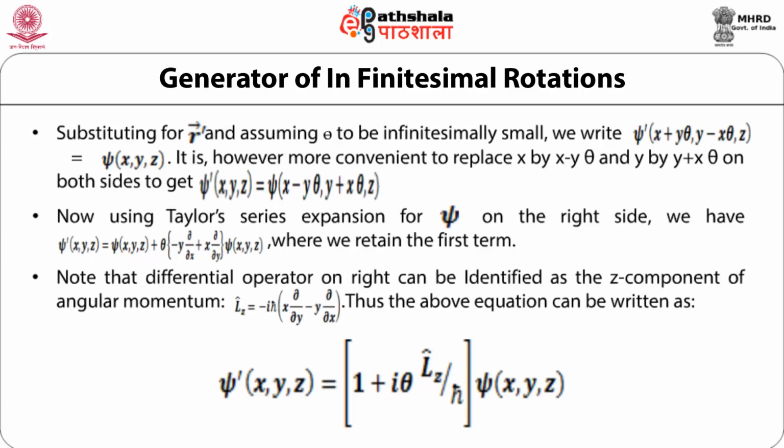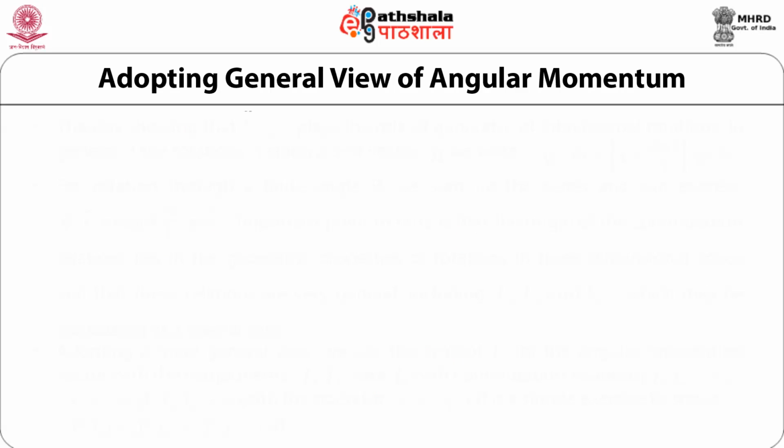Where basically what we have done is that in the above equation, we have taken the wave function psi(x, y, z) as common on the right hand side, and within brackets we have replaced the second term with the z component of the angular momentum operator, doing the necessary transformation and thereby showing that the z component of the orbital angular momentum operator, that is L_z/ħ, plays the role of the generator of infinitesimal rotations, adopting the general view of angular momentum.